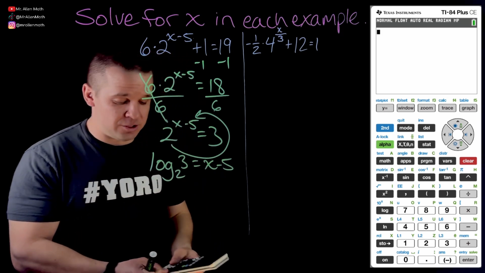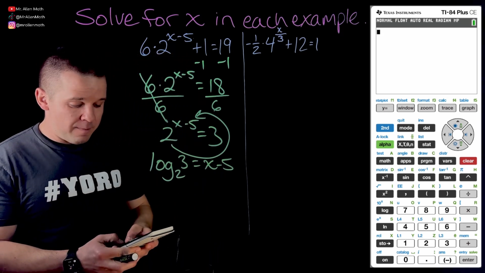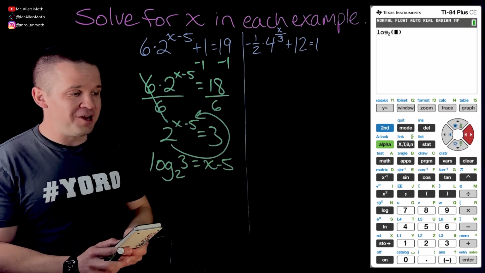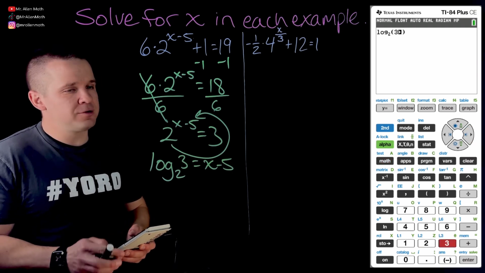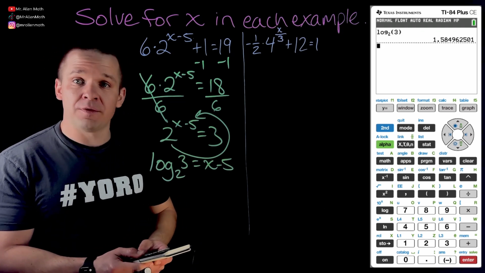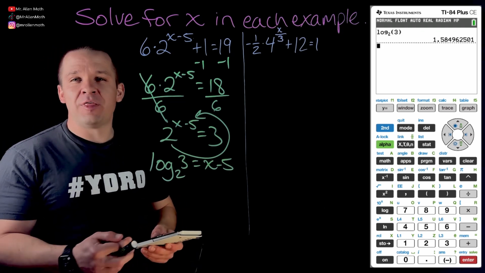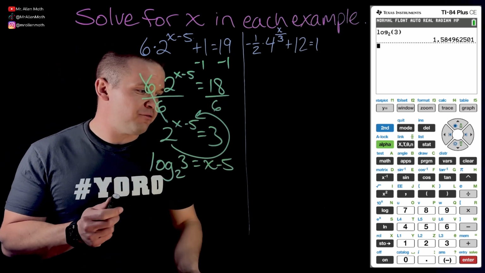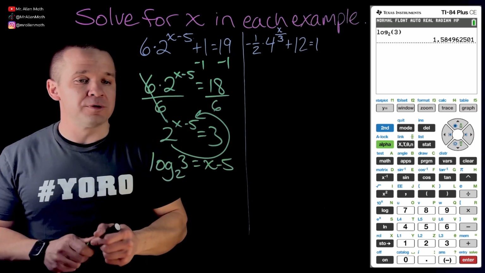We got log base 2 of 3. I don't know what that is. Math, alpha, math. My calculator knows what it is. There's a couple ways to get that in the menu. That is the quickest way that I know. So it was the math button and the green button above it, then math again. That gives you basically option A in your math menu. So we get 1.584 and change equals x minus 5.